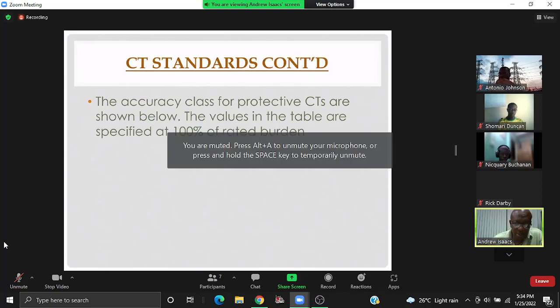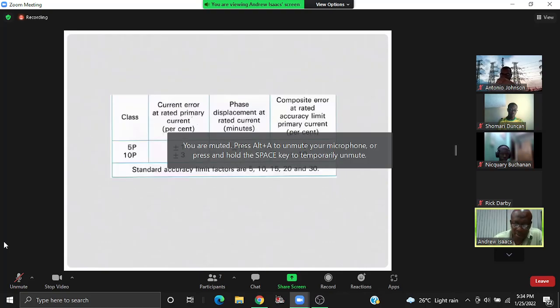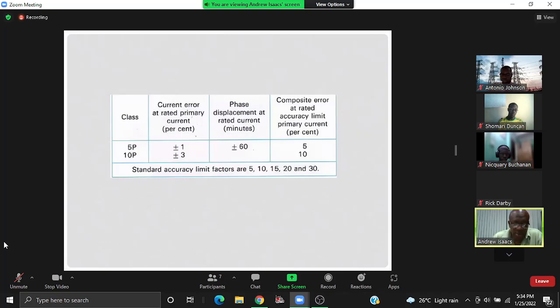at 100% rated burden, yes, we have two classes. Remember, we're still talking about the British standard, yeah? We have two classes. We have 5P and 10P.